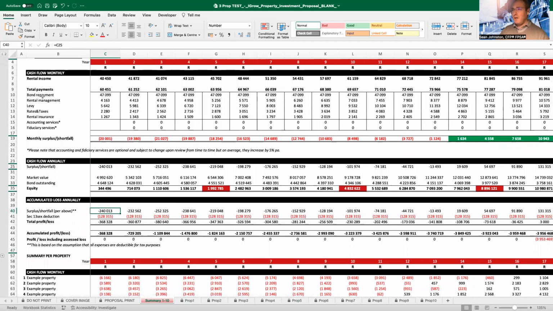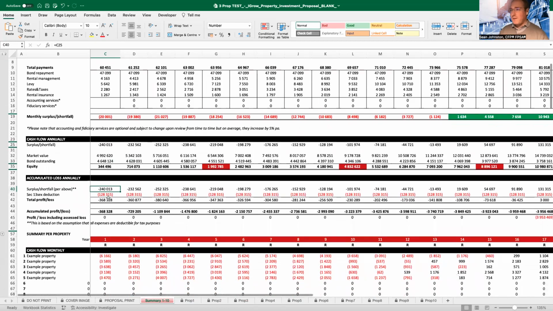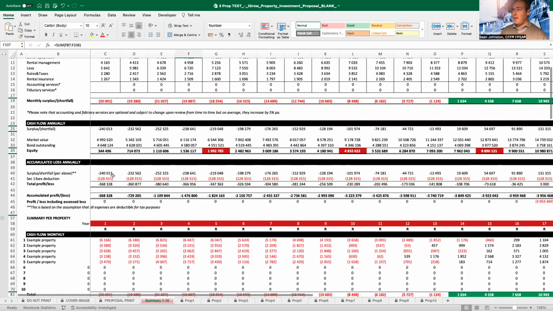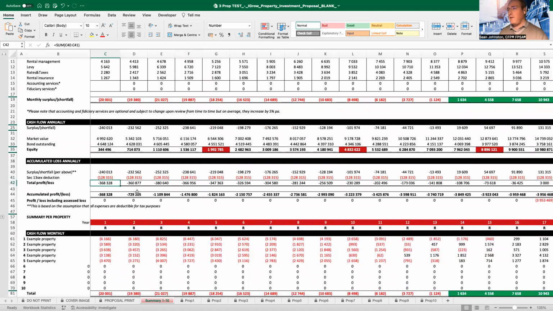In reality, the interest portion of the bond is a deduction. You might have maintenance and other costs that you would then deduct, which we haven't factored in here. If there's accounting services, which most likely will be, and fiduciary, if you're going to be utilizing a trust attorney, you would include those costs here, which are also tax deductions. But in this case, 240,013 Rand is the loss. Based on 100% finance, you'll pull through the Section 13 deduction over here and apply it, which means that the loss for the year is 368,328.